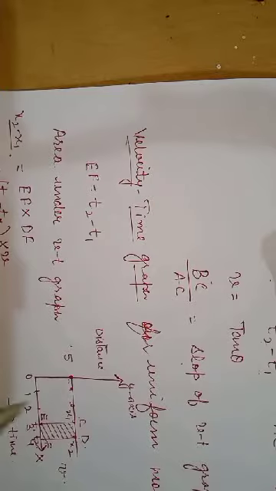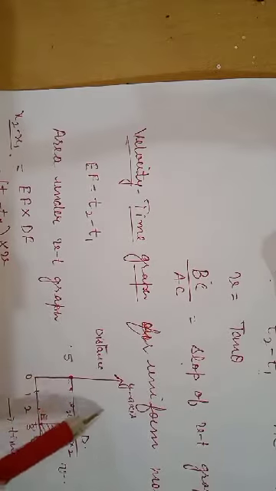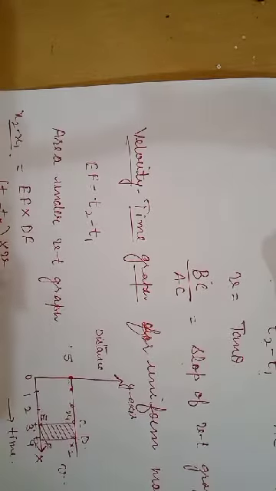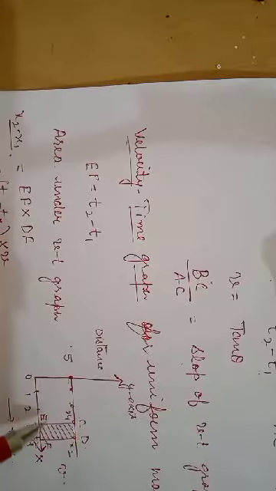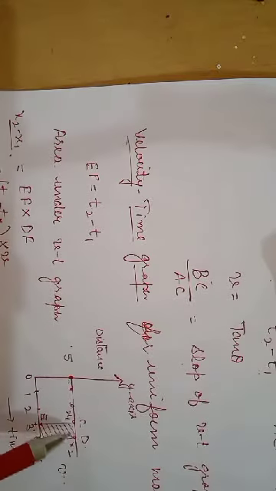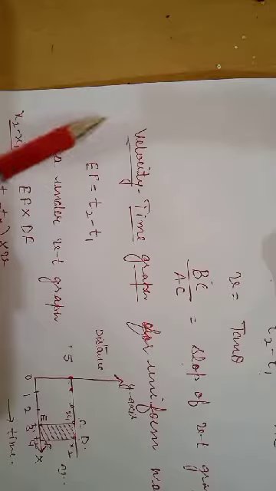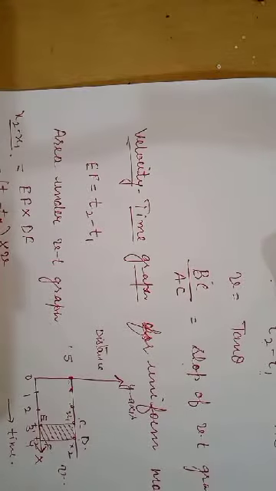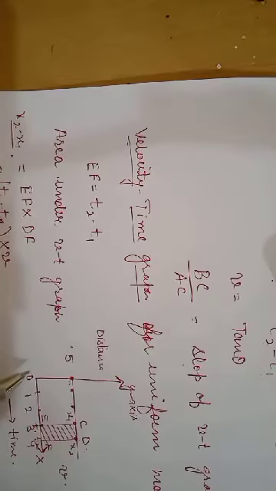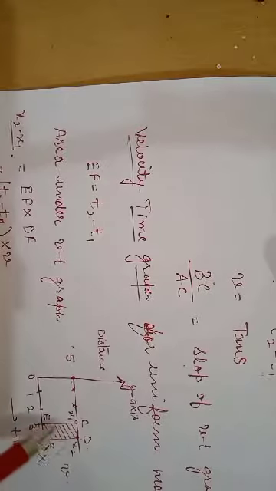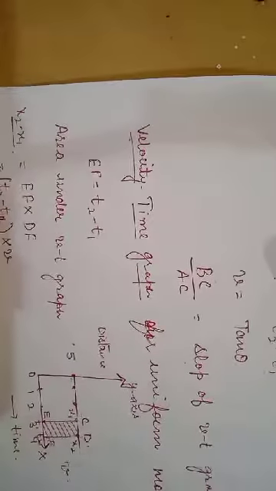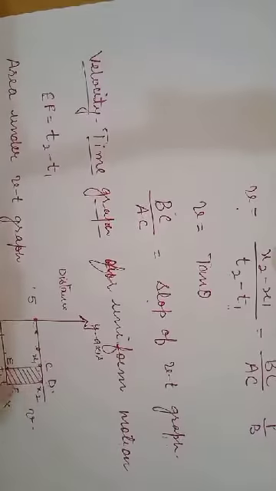So we have to calculate the displacement of the particle in a given interval of time. From the velocity time graph we will get the displacement of the particle in the time interval, and that is equal to the area under this VT graph. So this is the area under the VT graph.